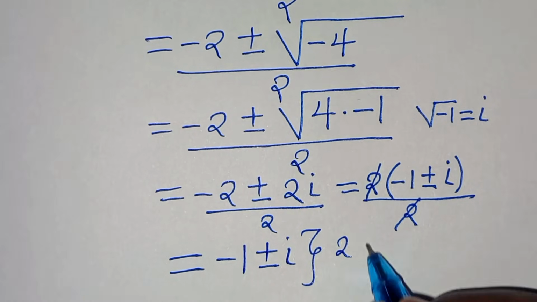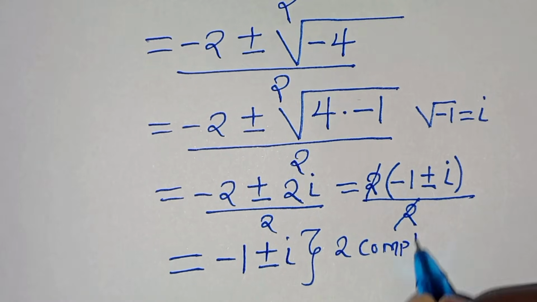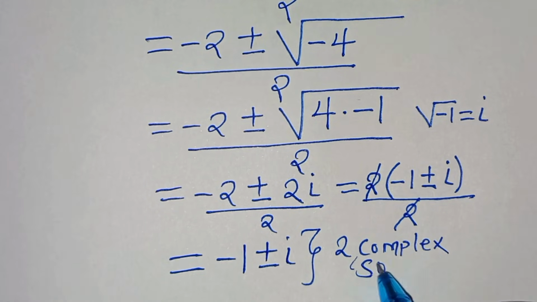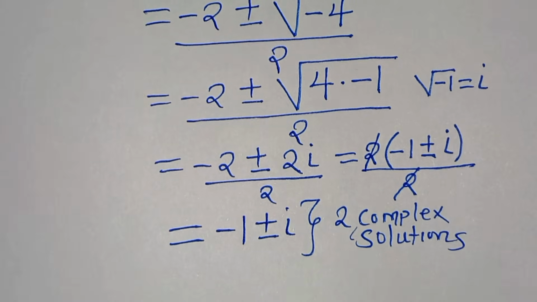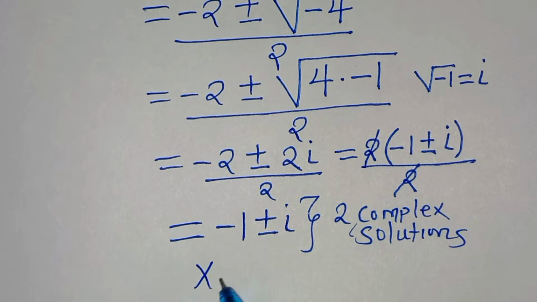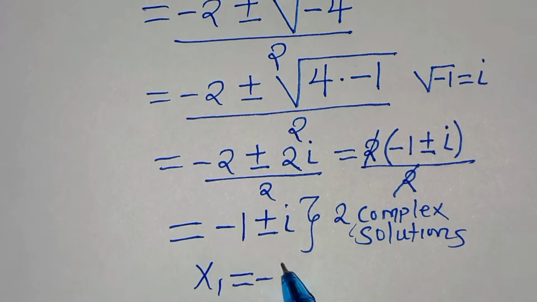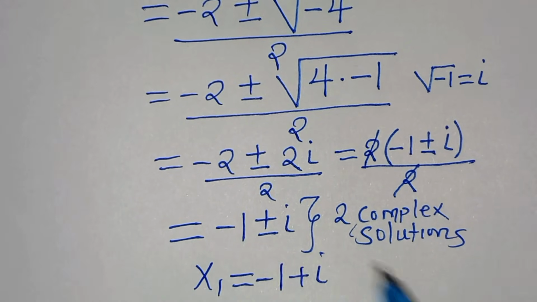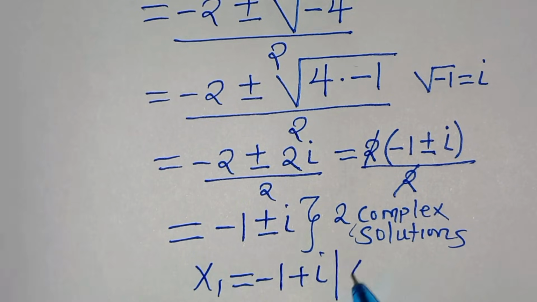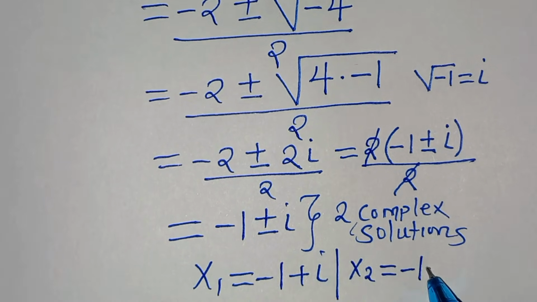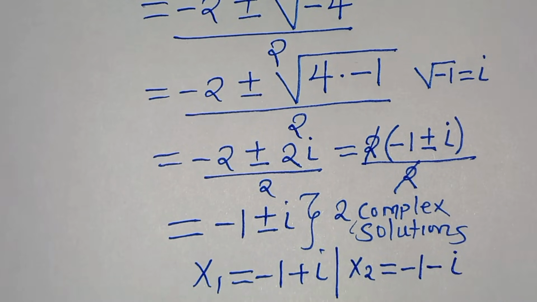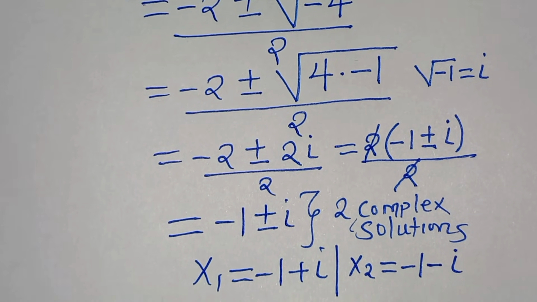Remember, these are two complex solutions. And this implies that x1 is equal to minus 1 plus i, and we have that x2 is equal to minus 1 subtract i. Now let's proceed to case 2 from here.